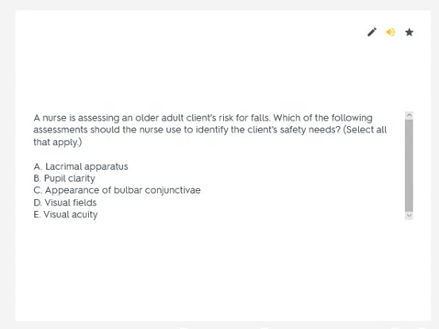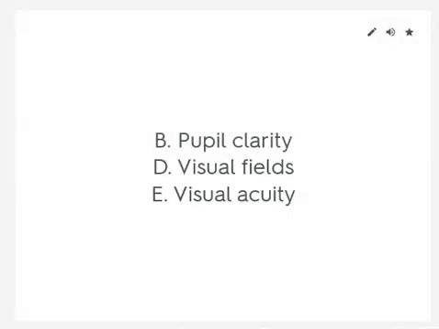A nurse is assessing an older adult client's risk for falls. Which of the following assessments should the nurse use to identify the client's safety needs? A. Lacrimal apparatus. B. Pupil clarity. C. Appearance of bulbar conjunctiva. D. Visual fields. E. Visual acuity. B. Pupil clarity. D. Visual fields. E. Visual acuity.